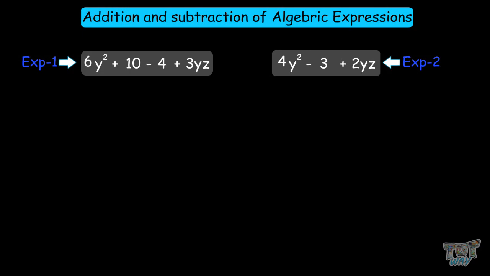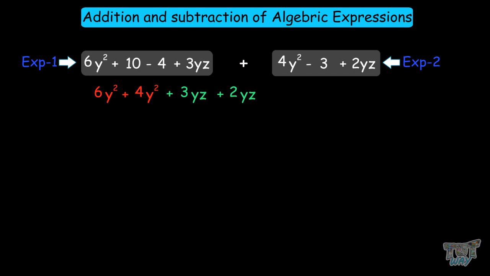And here we have to add these two expressions. So what do we have to do? We'll be writing them in a row, like this. And now we have to solve the like terms and write the like terms together. Now, from these two expressions, we can see 6y squared and 4y squared are like terms, so write them together. Next, we can see that 3yz and 2yz are also like terms, so you need to write these next. And remember, you need to write the preceding sign along with the term.